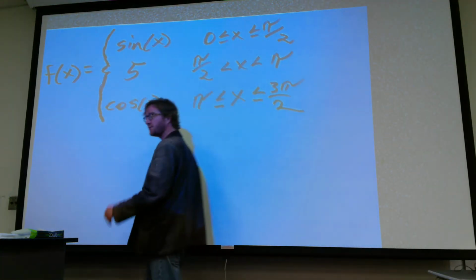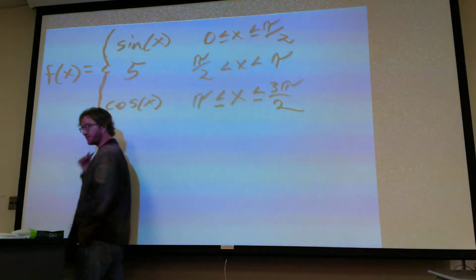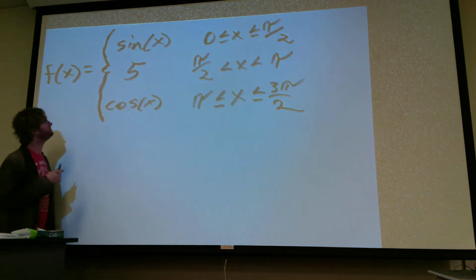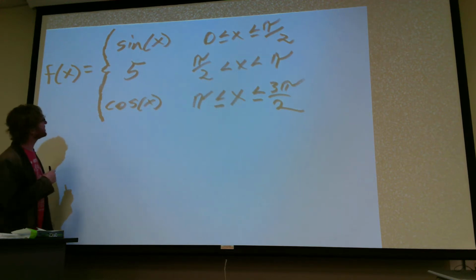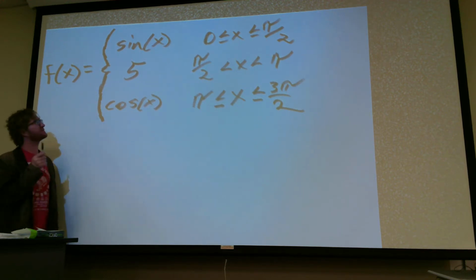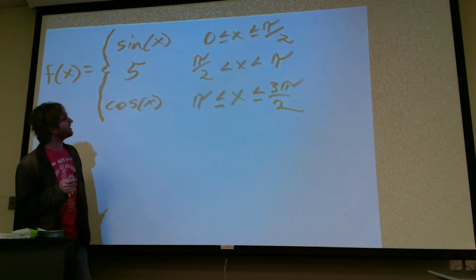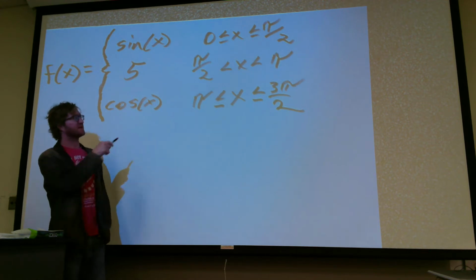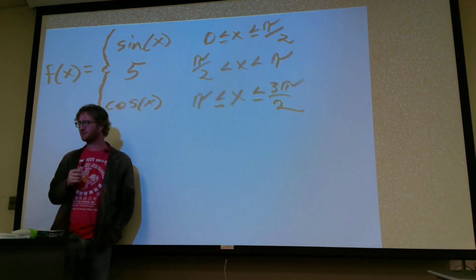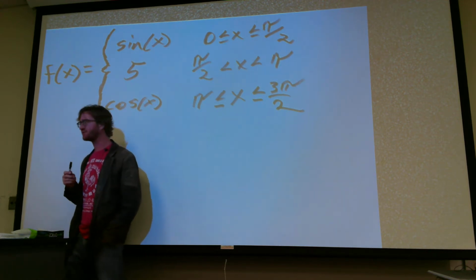Okay, so let's say we wanted to try to integrate this function right here. This is a piecewise function. It's not even piecewise continuous, it's just piecewise. So we have f of x, which is going to be sine of x between 0 and pi over 2, 5 when pi over 2 is less than x, which is less than pi, and then cosine of x from pi to 3 pi over 2. So let's try to figure out what this graph looks like.